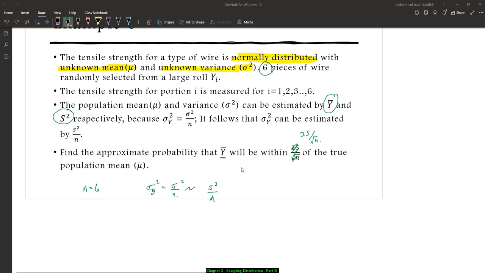So what we want here is the thing the question asks for: we want to estimate y bar from the true population mean within 2s over square root of n. So this should be within y bar minus mu, between y bar and the true mean. This one is 2s over square root of n, and this one should be negative 2s over square root of n.